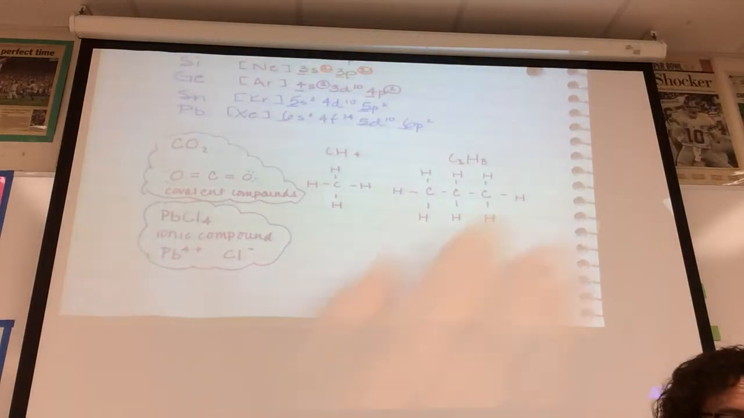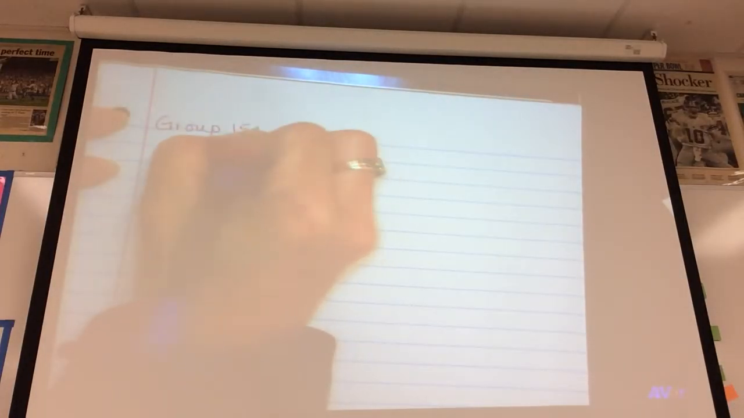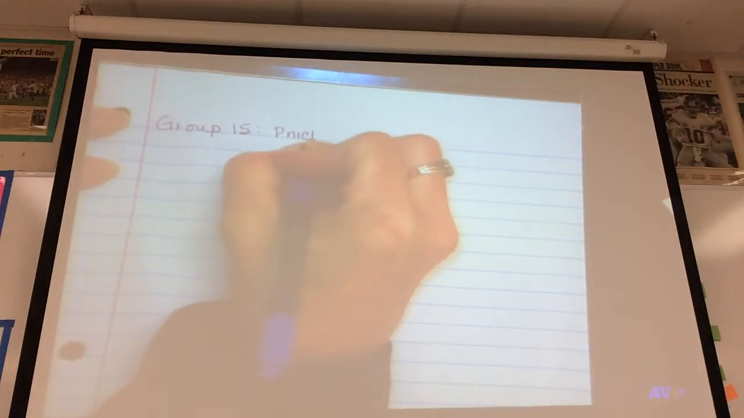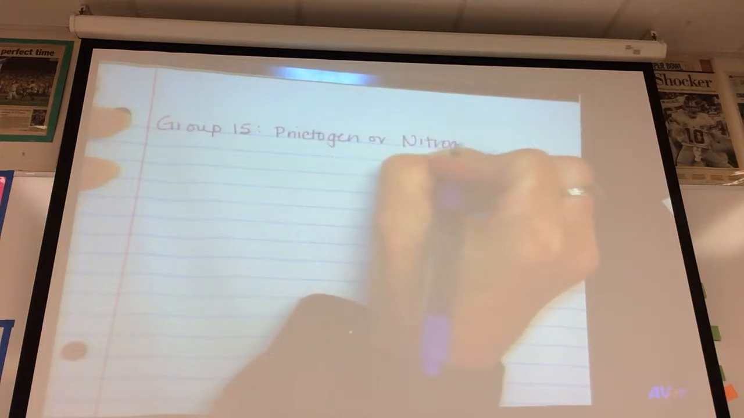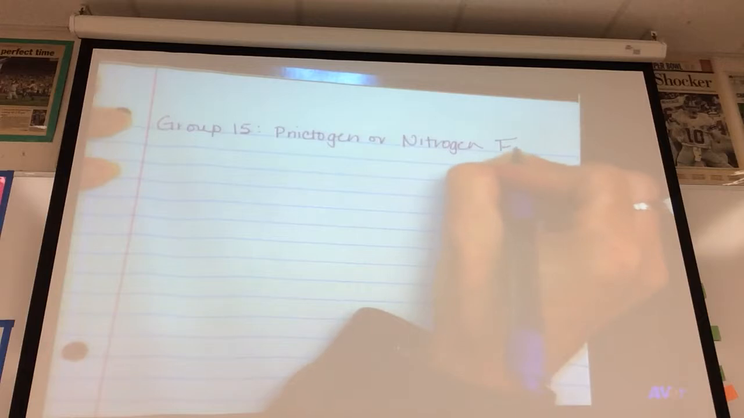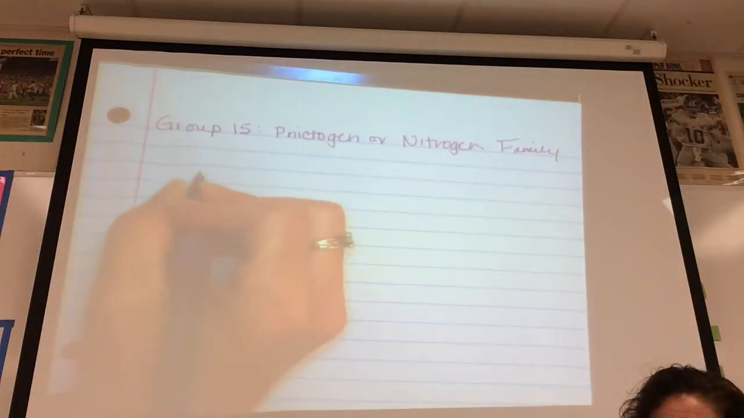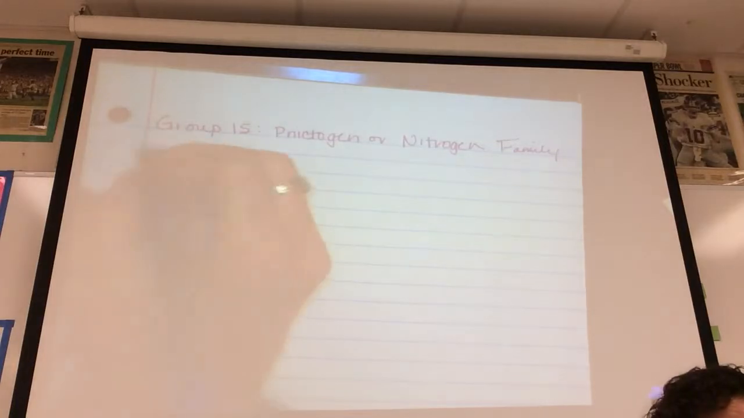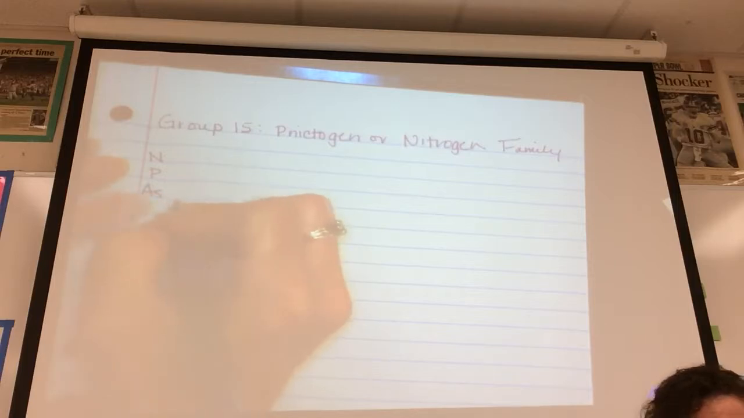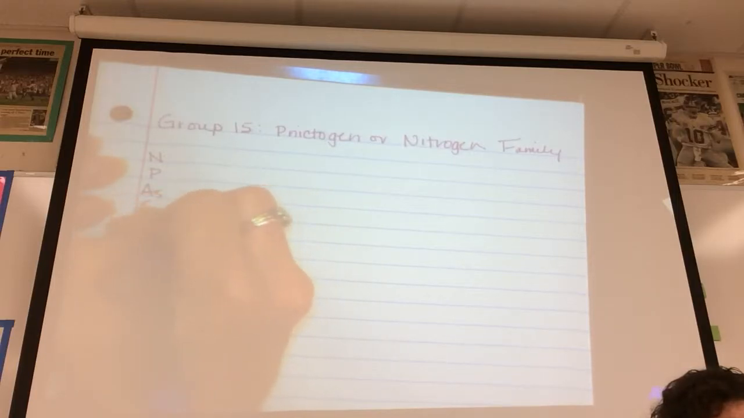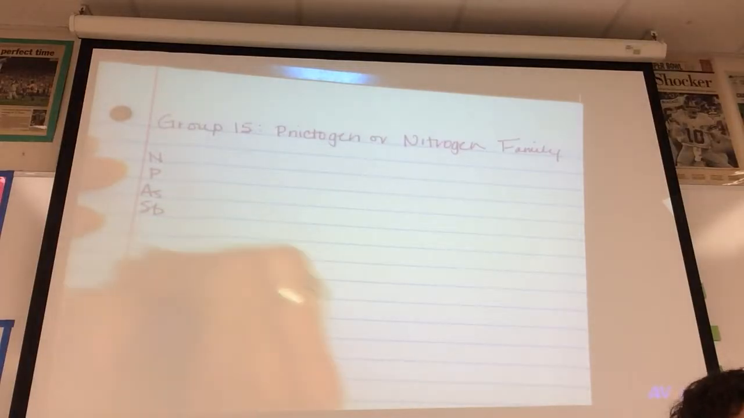All right, so group 15 is your pnictogen or nitrogen family. And this is a funny little name. Sometimes the kids confuse it. And your pnictogen or nitrogen family consists of nitrogen, phosphorus, arsenic, this is in poison. Antimony, I've told you before, is the main component in gunshot residue. Bismuth.